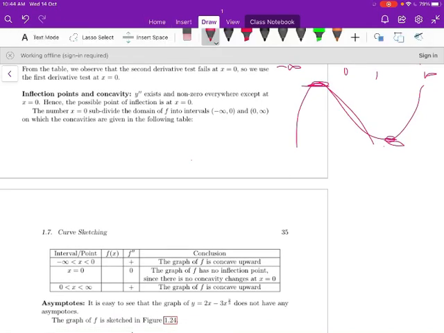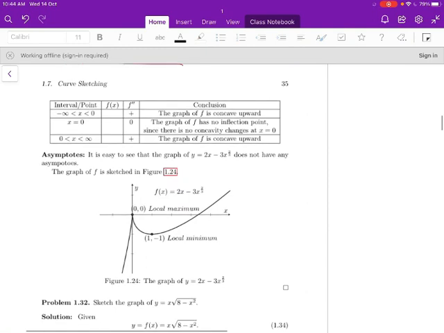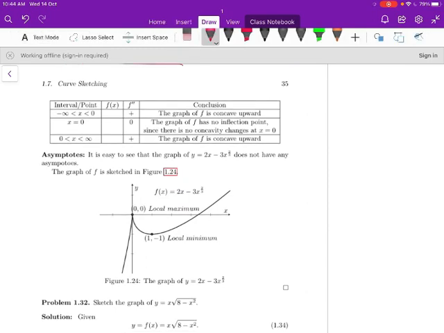To find the point of inflection, set y double dash equal to 0. If y double dash is equal to 0, this implies x is equal to 0. So our domain is split into subintervals, that is minus infinity to 0 and 0 to infinity. Let us verify for minus infinity to 0, what is f double dash? F double dash is positive. For any value from minus infinity to 0, f double dash is always positive.